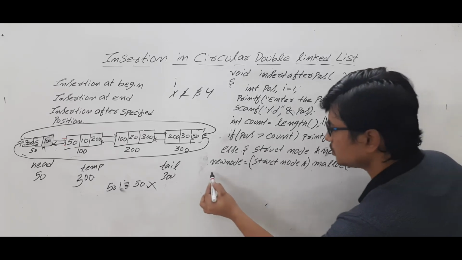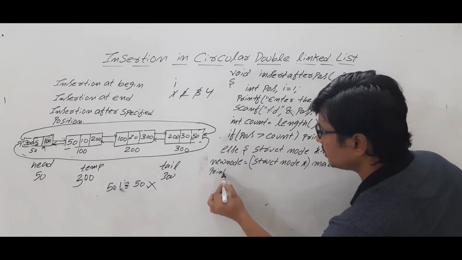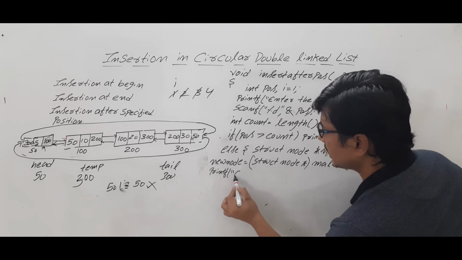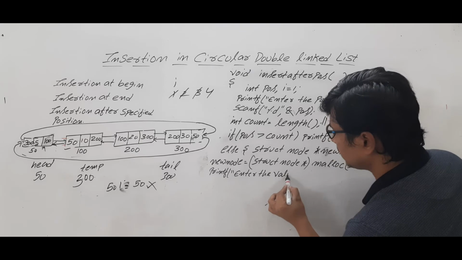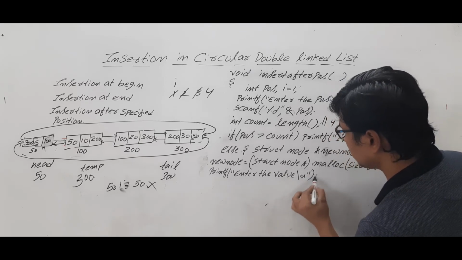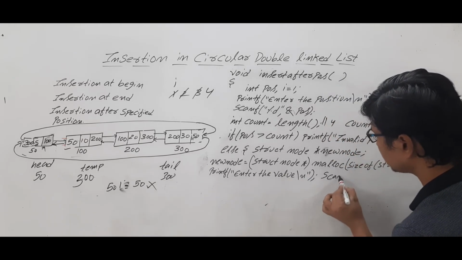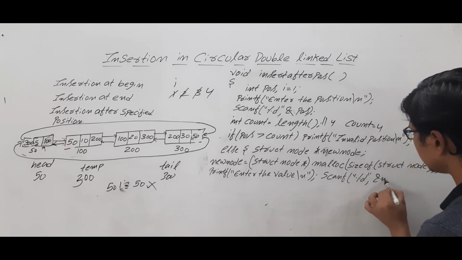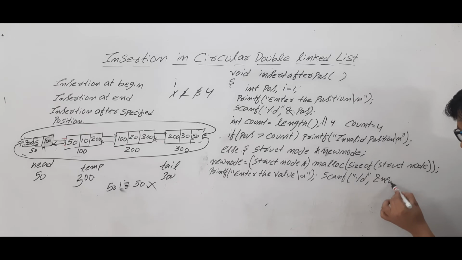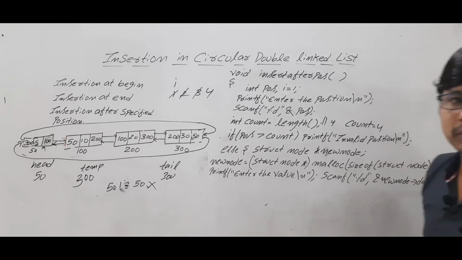Then we will ask the user to enter the value. printf("enter the value"). Once the user has entered the value, we need to read it. scanf("%d", &new_node->data). Is it clear? Are you able to understand?